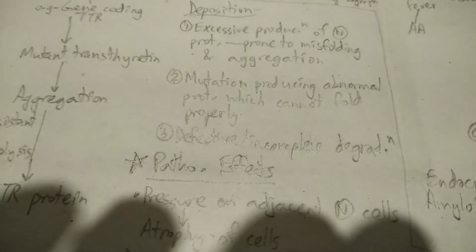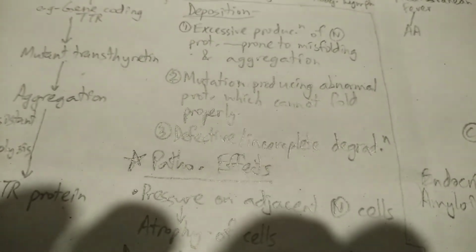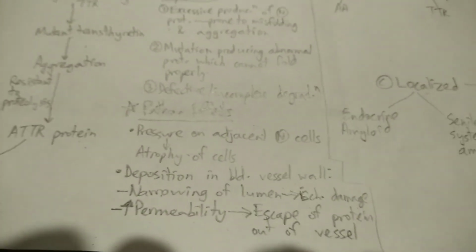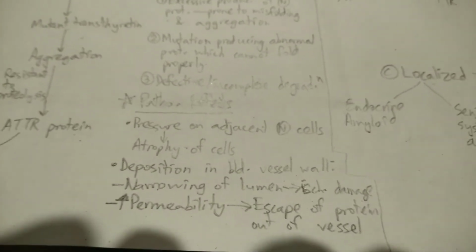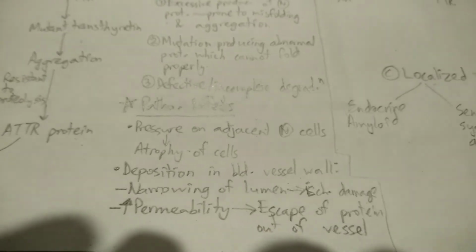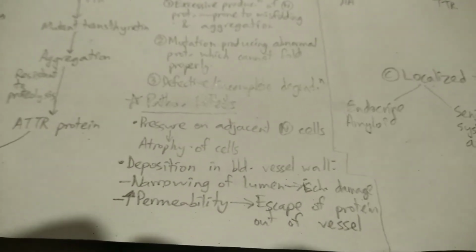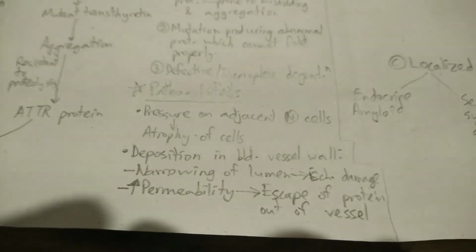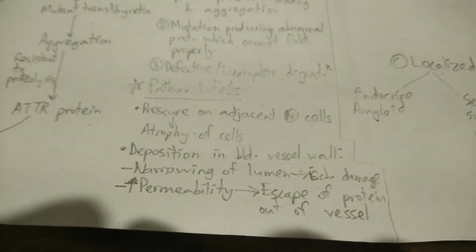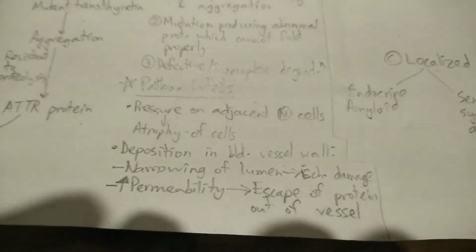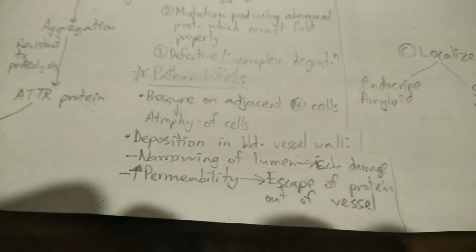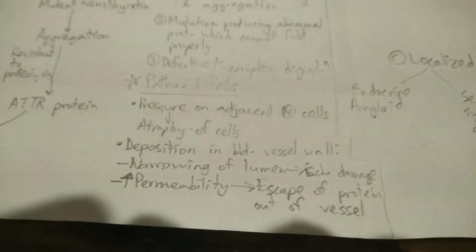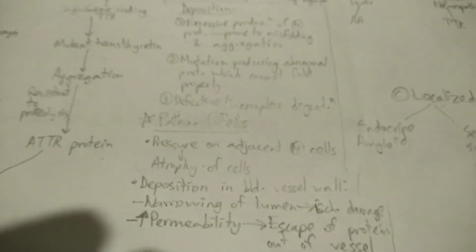All right. So now, why is this important? From a pathological perspective, the effects are that it causes increased pressure on adjacent normal cells, which causes atrophy of cells. There's something called pressure atrophy. When a lot of pressure is exerted on these cells, they atrophy, right? And there's deposition in blood vessel walls, causing narrowing of the lumen, which can cause ischemic damage, or increased permeability of these vessels, which causes escape of protein out of vessels, where it can spread to surrounding tissues.